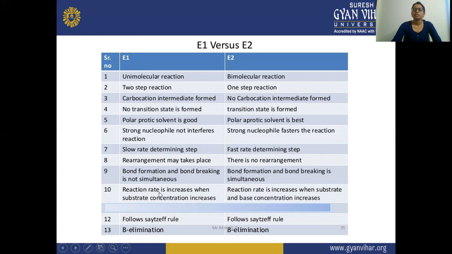In this reaction, the reaction rate increases when the substrate, meaning the reactant, concentration increases. In this one, the reaction rate increases with both substrate and base concentration. Here there is a second reagent, the base. So both the reagent and the base should be present, and if both are there, then the reaction rate will increase. Both follow the Saytzeff rule, and both are known as beta elimination reactions.